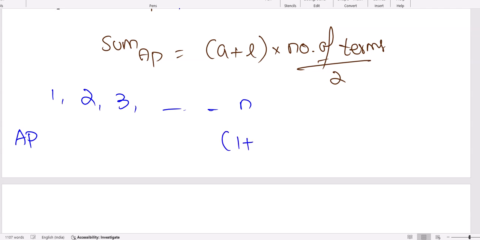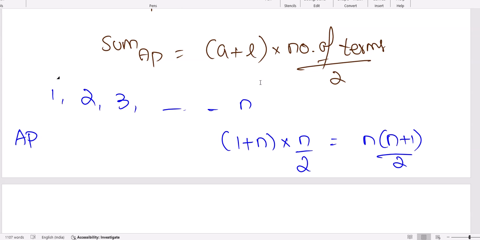Last term? N. How many terms? N natural numbers. N by 2. If you shuffle, 1 plus n can be written as n plus 1. This is the formula you know: sum of natural numbers is n into n plus 1 divided by 2. "No sir, I know AP is some other formula."